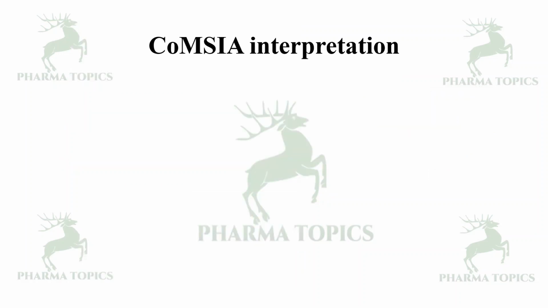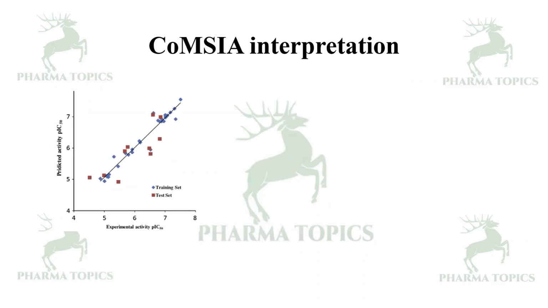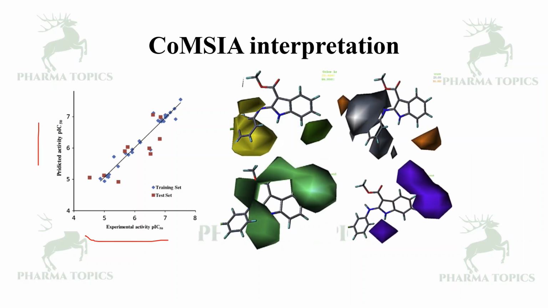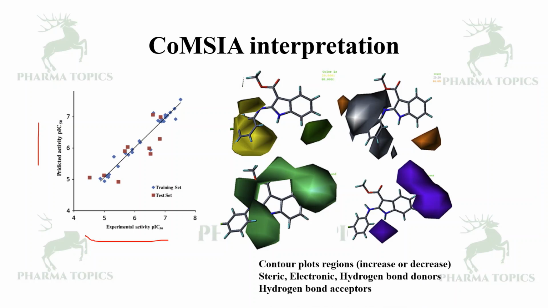Let us see the CoMSIA interpretation. Like CoMFA, it also gives the predicted IC50 and the experimental pIC50. So the plots will appear like this. It is also a very similar plot when compared to CoMFA, but the contour plots give additional information, whether the increase or decrease is given by CoMSIA. It gives steric, electronic, hydrogen bond donors, hydrogen bond acceptors, because these regions indicate that they increase. So the colored regions indicate that this is a favorable region. This is the outline of CoMSIA.